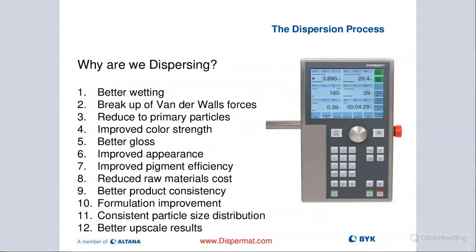By reducing particle size, we're able to help save a customer money by using less pigment in a formulation, really saving dollars by properly dispersing and then milling back to primary particle size, which will then also give us better product consistency. The formulation is definitely improved as a result of that, and we'll have a more consistent particle size distribution, and then that will also give us really good upscale results as a result of doing a good job when we're dispersing.